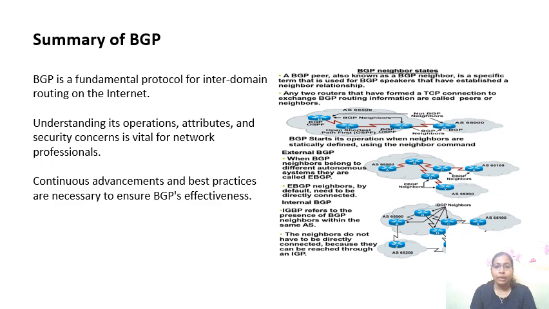External BGP. When BGP neighbors belong to different autonomous systems, they are called eBGP. eBGP neighbors by default need to be directly connected. Internal BGP. iBGP refers to the presence of BGP neighbors within the same AS. The neighbors do not have to be directly connected because they can be reached through an IGP.